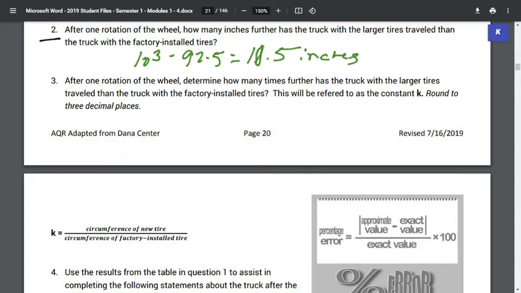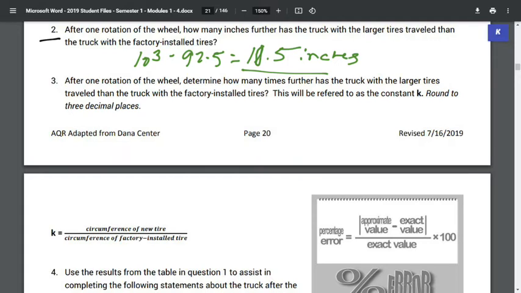So think about circumference being basically the perimeter of a circle. So if you start at one point and travel till that point touches the ground again, the difference in these two tires, one is going to go 10.5 inches further compared to the one that the truck is calibrated to.